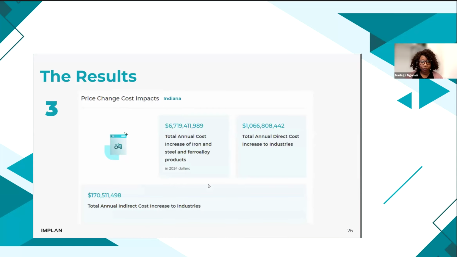Okay, so this is our results page. Dave now can show, and these results are actually pretty staggering, because this 20% spike is a $6.7 billion threat, actually, to the Indiana economy, particularly iron and steel and ferroalloy products, that particular industry. And also, specifically, it acts as a $1 billion direct tax on Indiana's manufacturers. So Dave was actually right.